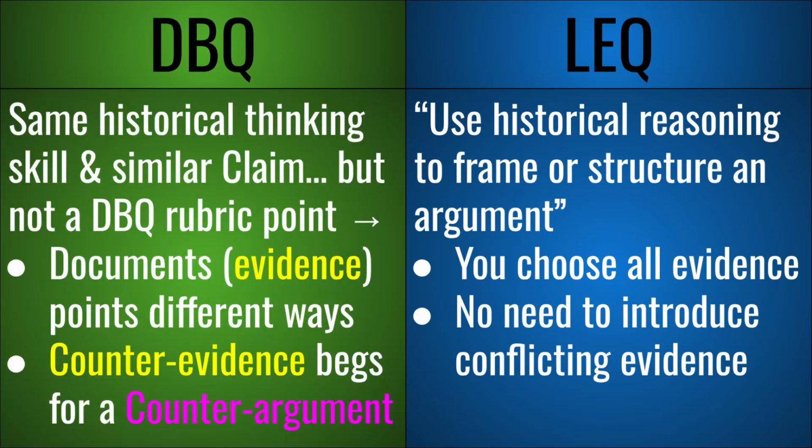With the DBQ, of course, you come up with a little bit of the evidence, but the evidence is largely the documents. So even though there's a same historical thinking skill and similar claim format, this use of it is not on the rubric. And I think part of it is because they are going to intentionally give you evidence that points in different directions. In fact, as you're reading the documents, if you find that they all agree, you have probably misread at least 2 of them. So they will intentionally not all point the same direction, and you're going to have to wrestle with that.